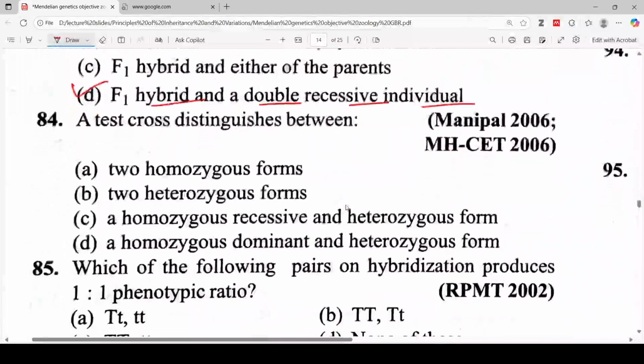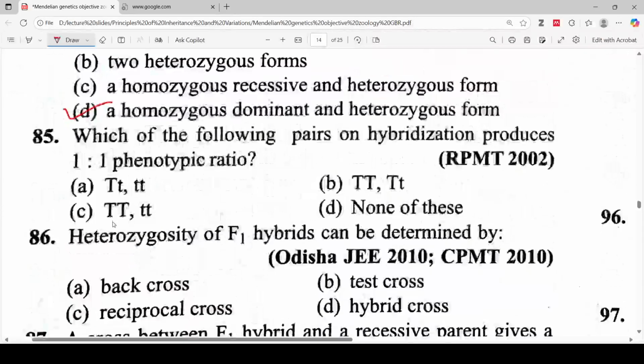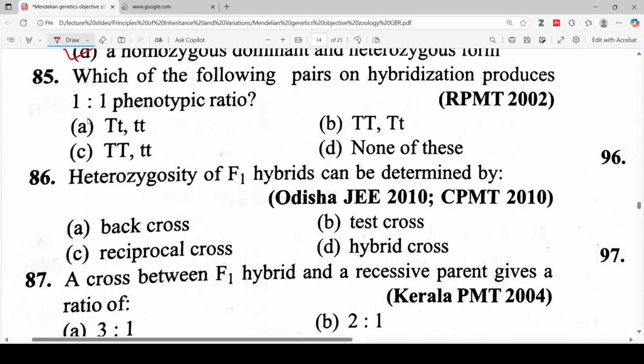A test cross distinguishes between. The correct answer is option D. Next question. Which of the following pairs in hybridization produces a 1:1 phenotypic ratio? So the correct answer will be option A.